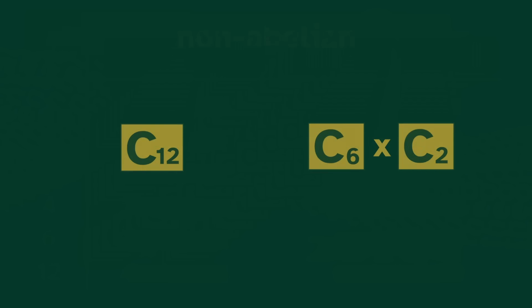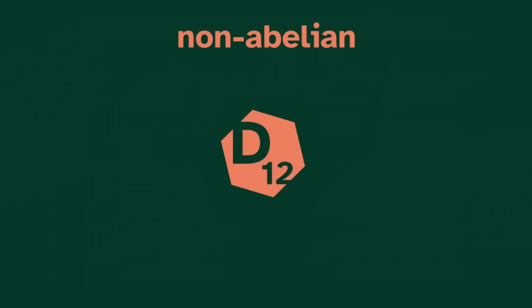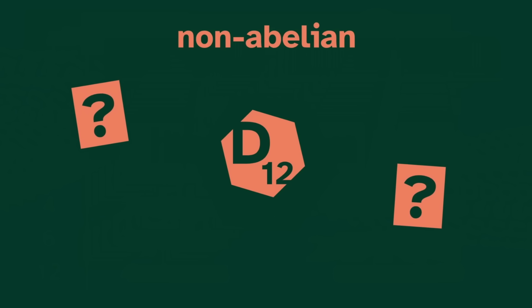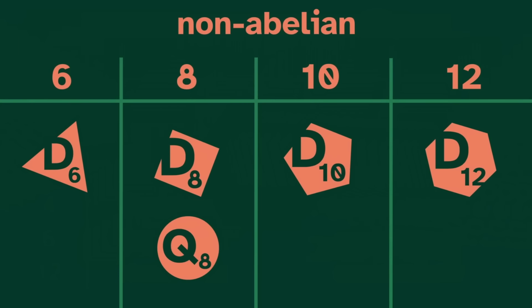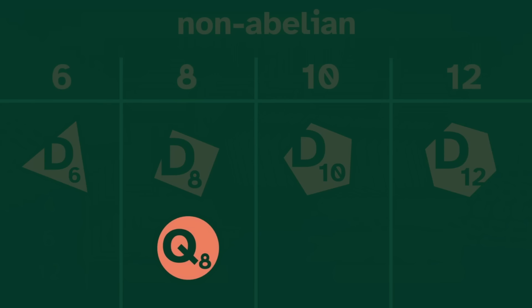Very nice. How about the non-abelian groups? We'd have the hexagon group. It's called D12. Yes, we know. Is that the only one? Nope, there are some more. Let's pull up the non-abelian groups we've seen so far. You knew about D12 because it's part of the dihedral family, but there's also a quaternion family.